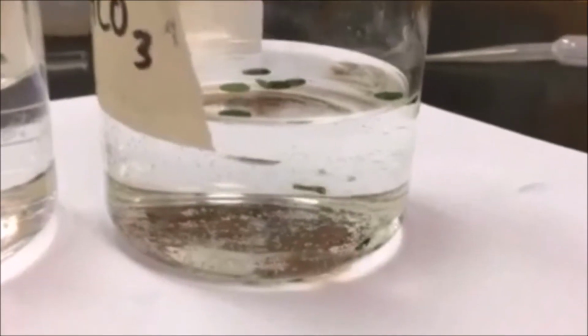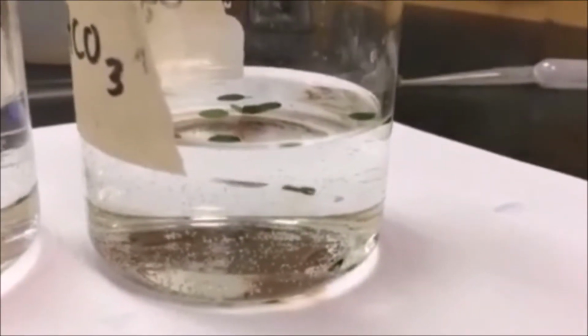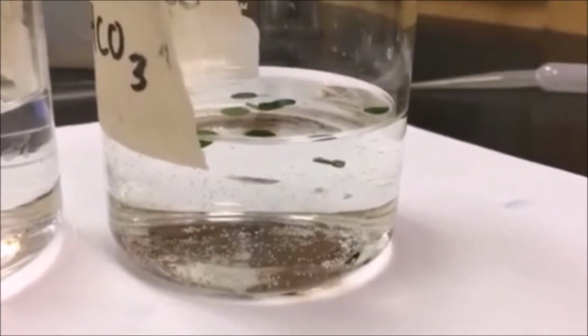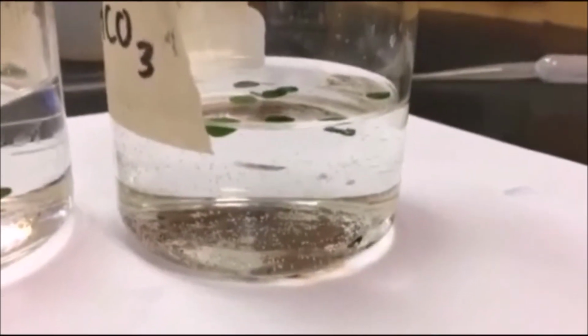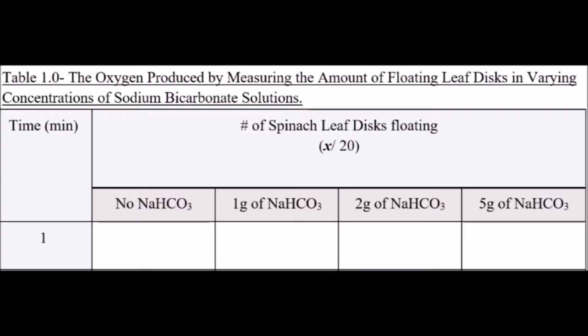Using a timer, observe how many discs float on the surface of the solutions and the time intervals given in data table 1.0. Repeat steps 5 to 11 for 0 grams, 2 grams, and 5 grams of sodium bicarbonate with their respective beakers. Record all observations in data table 1.0.